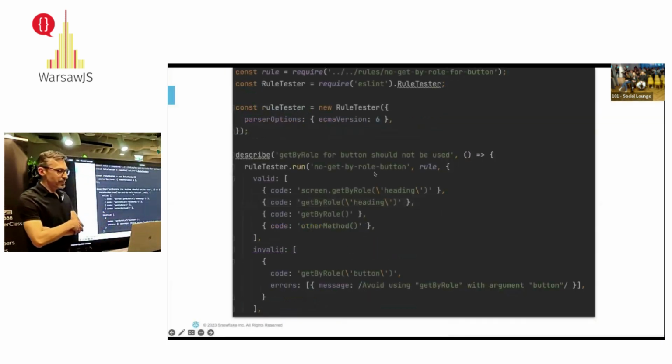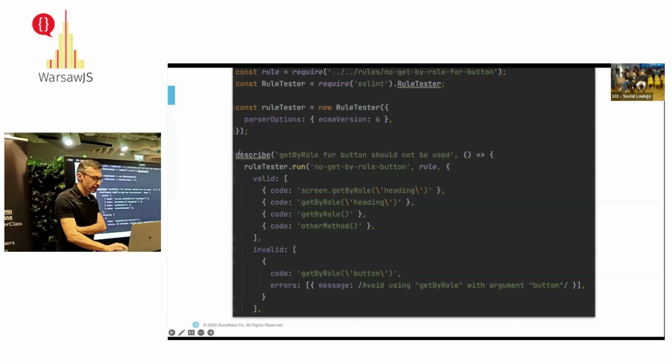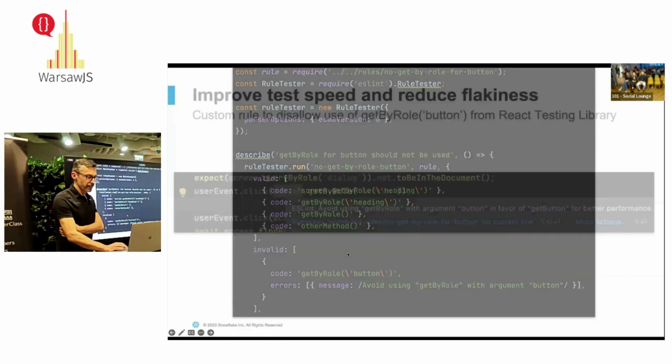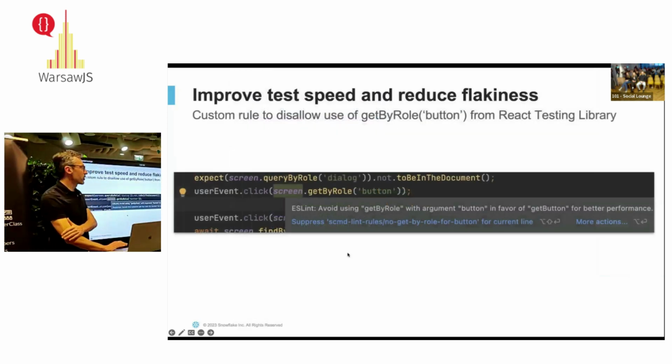The next nice thing about ESLint and custom rules is that we can test them easily. ESLint provides the rule tester. We can put some valid examples and invalid examples of code that should not trigger and should trigger our rule, and it's easy to test to make sure that our rule is proper. Okay, so in the result, we've got this kind of warning, and it helps us to tell people that they should avoid this particular method.